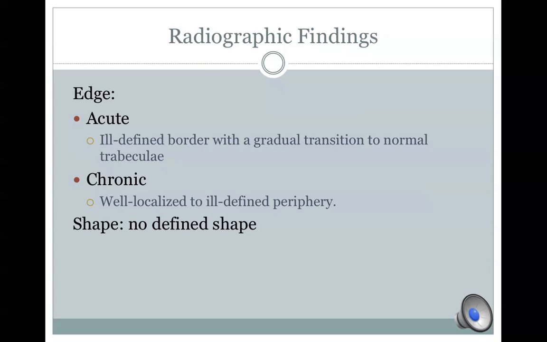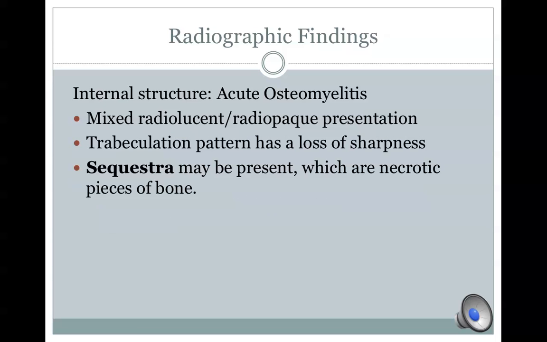For the edge, acute osteomyelitis has an ill-defined border with a gradual transition to normal trabeculae. The chronic form is better defined than the acute form, having a well-localized to ill-defined periphery. There is no defined shape for osteomyelitis. Acute osteomyelitis has a mixed radiolucent radiopaque presentation. The trabeculation pattern has a loss of sharpness.